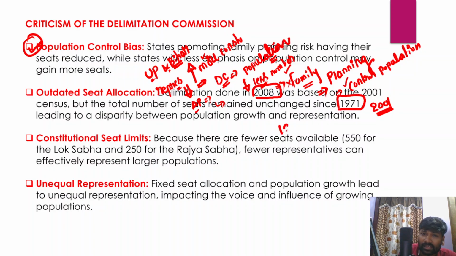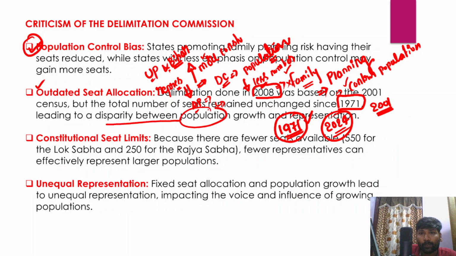So that means whatever seats we had in the parliament in 1971, even after 2024, even after so many years, we have the same number of seats in the parliament. Don't you think that this is an outdated seat allocation? This has been leading to the disparity between population growth and the representation of different regions.